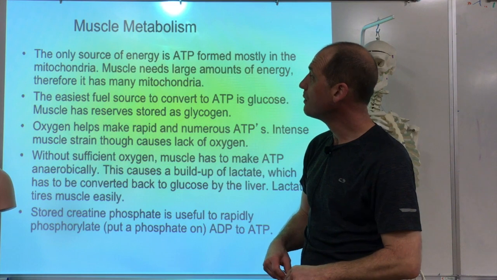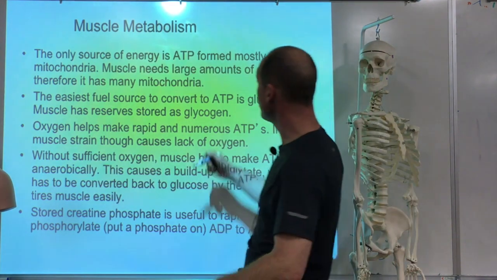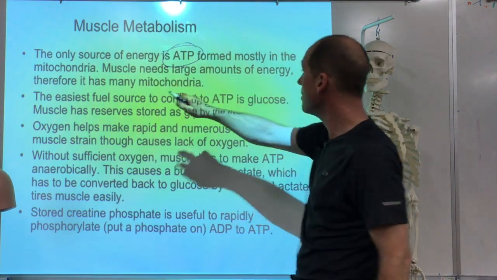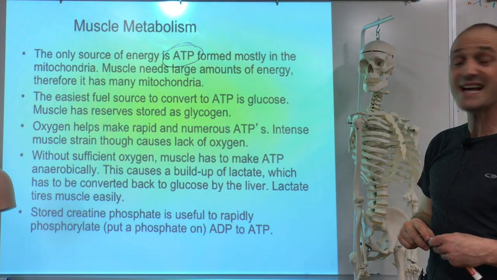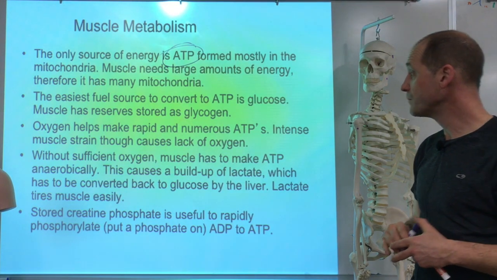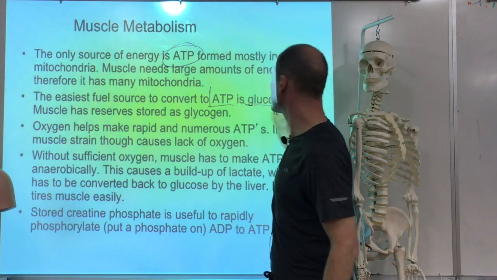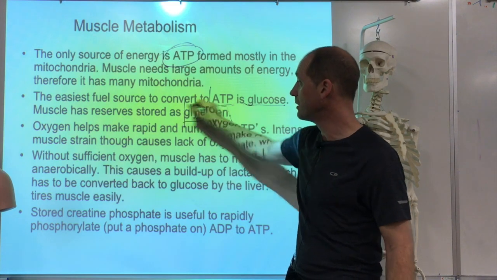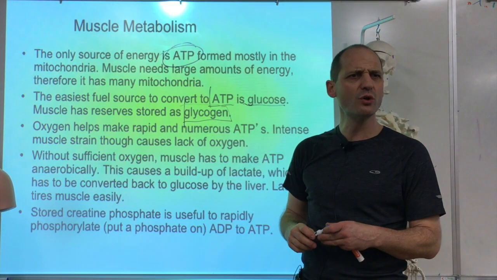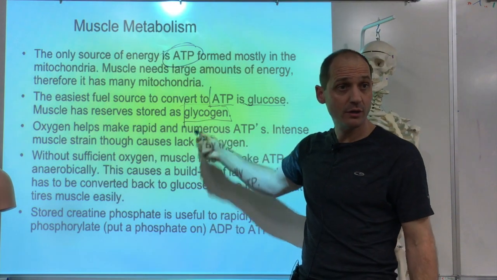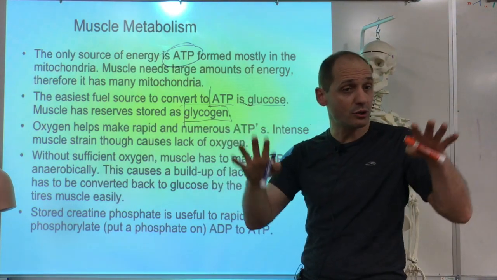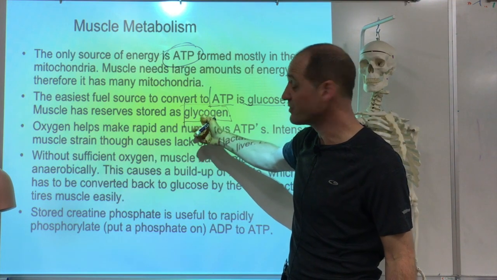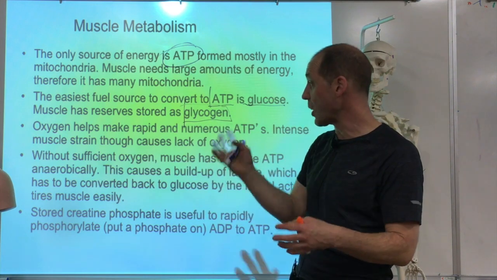When I look at muscle metabolism, we need a lot of ATP in muscle. It's a big deal. We make ATP in the mitochondria. Muscle needs large amounts of energy, so it has many, many mitochondria. The easiest fuel that we have to make ATP is glucose, that's sugar. And muscle can store some sugar as glycogen. Remember glycogen? It's the sugar storage molecule. We have a lot in the liver, which chops it off and puts it in the blood as sugar, so when our blood sugar goes down, we have reserves to bring it back up a little bit. We're not going to just collapse.